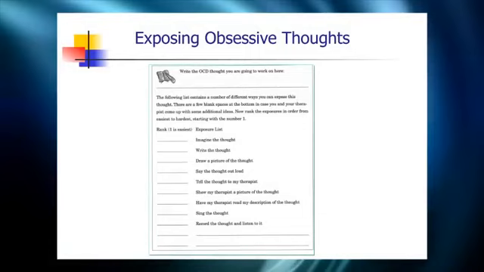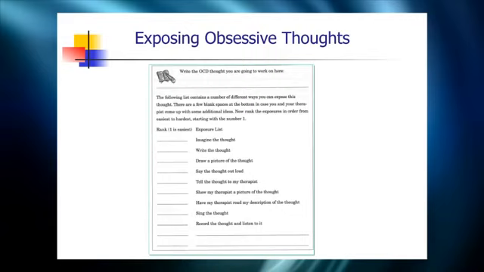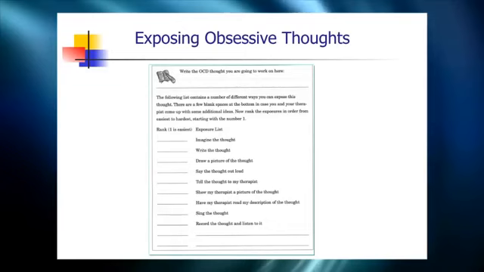When we expose obsessive thoughts, we're going to expose them the same way we expose the other kinds of physical symptoms. We're going to rank order them, and we're going to have them trigger the thoughts, think the thoughts, write the thoughts, do the thoughts, draw pictures of the thoughts, expose them in the same way that we're going to the other behaviors.